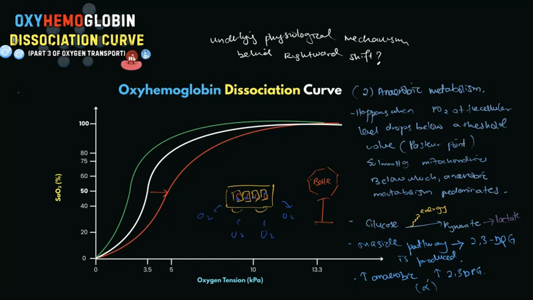red blood cell. So remember from our previous lesson, 2,3-DPG binds to the beta subunit of hemoglobin, stabilizing the configuration, making hemoglobin difficult to bind to oxygen. So this results in decreased affinity of oxygen for hemoglobin.